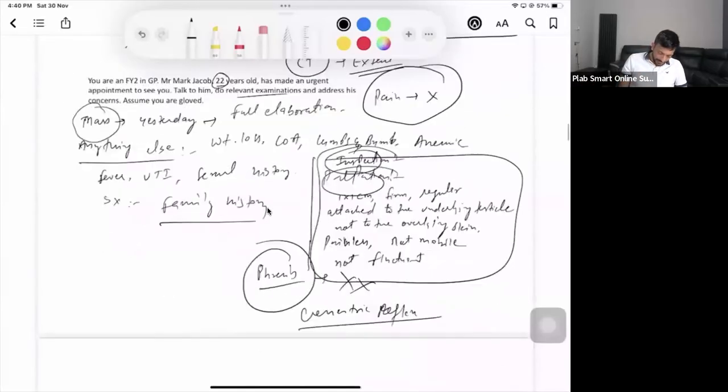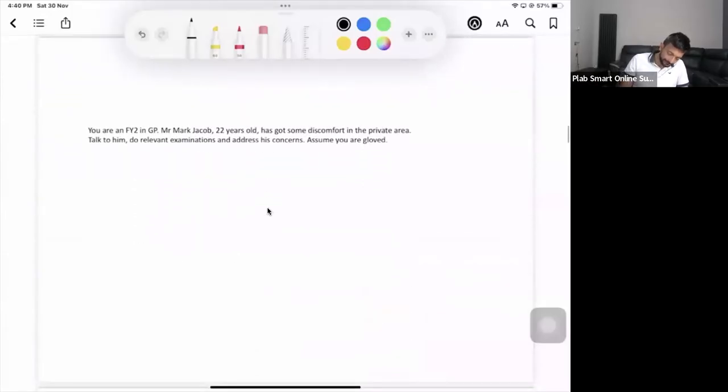Yeah. Let's have a look at another one. In the GP, a 22-year-old has got some discomfort in the private area. Discomfort. Okay. Tell me more. So, doctor, I feel a bit heavy on the left or right side of the testicle. Okay. Any pain?